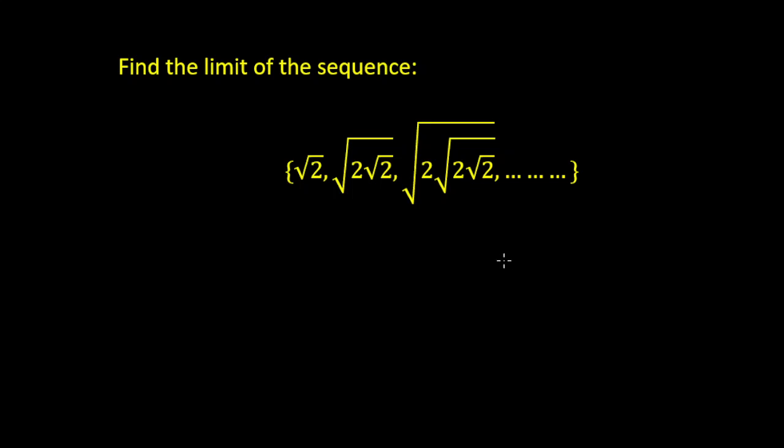Well, let's take a look at this. Now, first of all, we need to write out the first few terms of the sequence. And you can see the first 3 terms already. Based on the first 3 terms, you can probably tell what the next terms will be. So the first term we will call a sub 1, and that is square root of 2. Now the second term, a sub 2, will be square root of 2 times square root of 2. A sub 3 would be square root of 2 times square root of 2 times square root of 2.